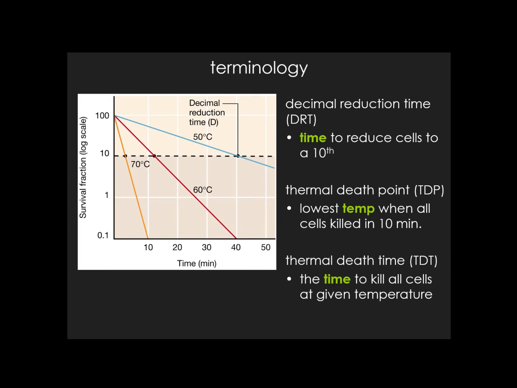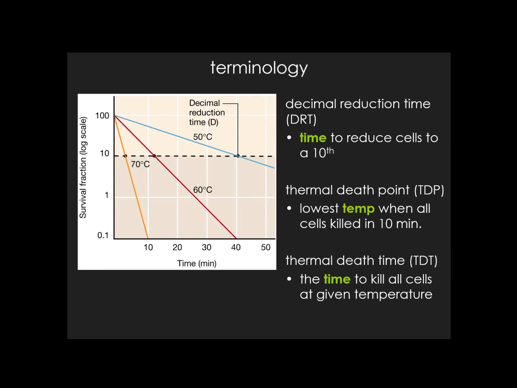For the culture being exposed to a high temperature of 50 degrees, the decimal reduction time is 40 minutes. For the population being exposed to 60 degrees, the decimal reduction time is about 12 minutes. And for the population being exposed to 70 degrees, the decimal reduction time is about 3 minutes. So as we would expect, the higher the temperature, the faster the decimal reduction time.